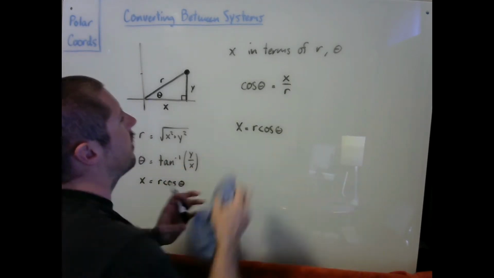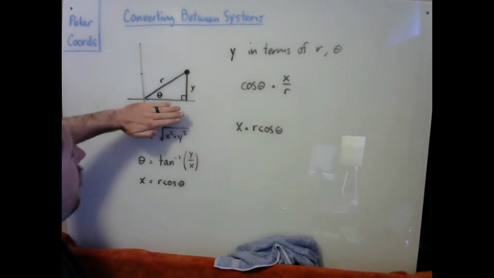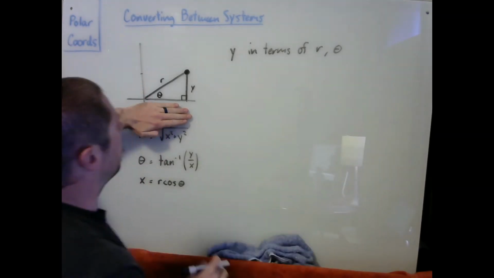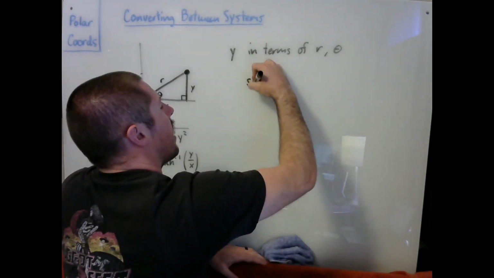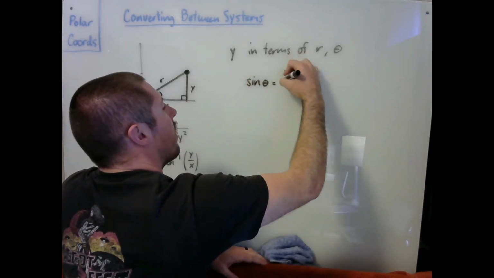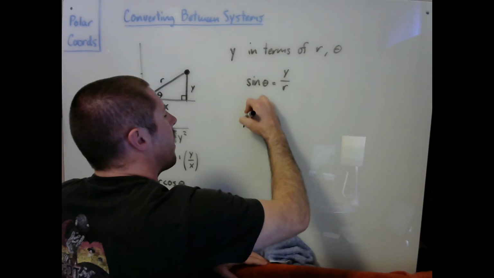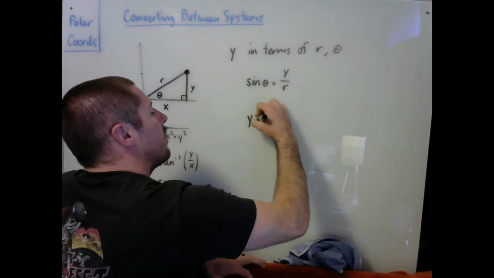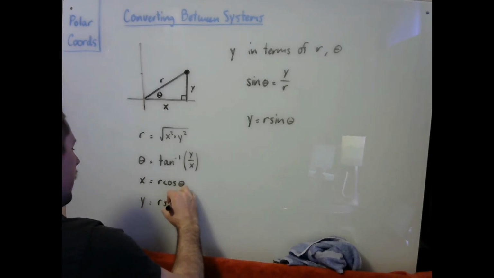Finally, we just want to say, how do we get y in terms of r and theta? This statement's going to be very, very similar. So now x is out of the picture, so now we're trying to relate r, theta, and y. And here it looks like we can make a very similar statement. It looks like here, relative to the angle theta, y is opposite, r is hypotenuse. So that says to me sine of theta equals y over r. And again, we're interested in making a y equals statement, so let's multiply both sides by r, and we're going to see y equals r sine theta.